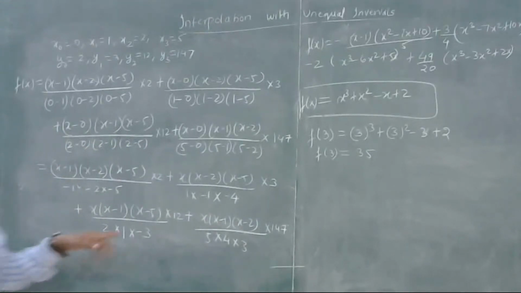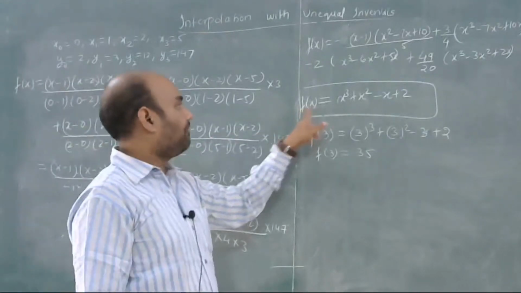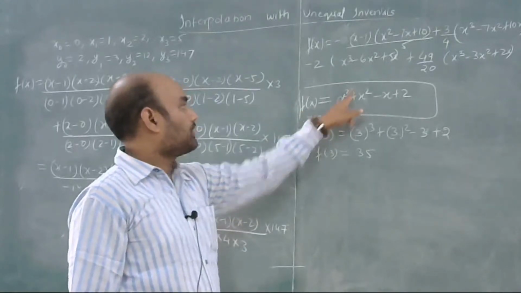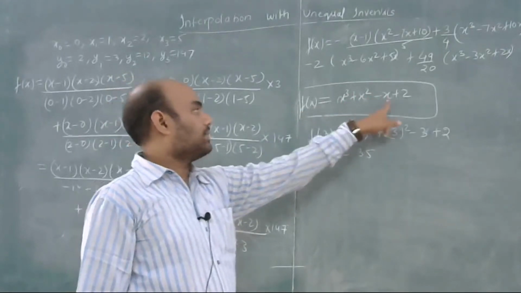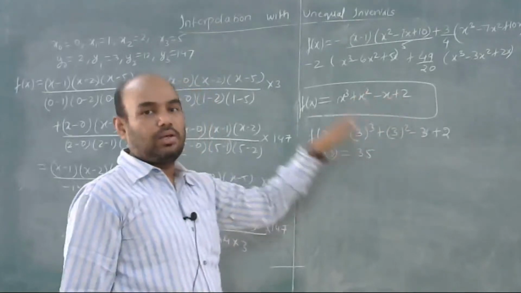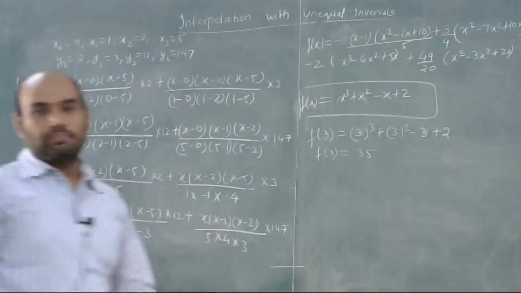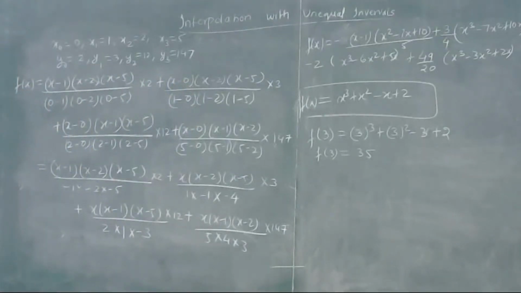But in the question it is asked to find f of x. Okay. So f of x is x cube plus x square minus x plus 5. So you can find the value of f of x for any value of x. Okay. So next question.